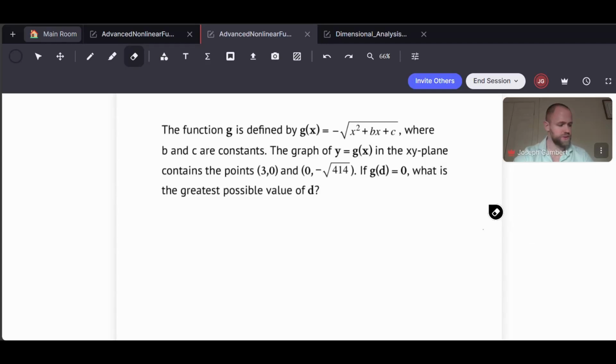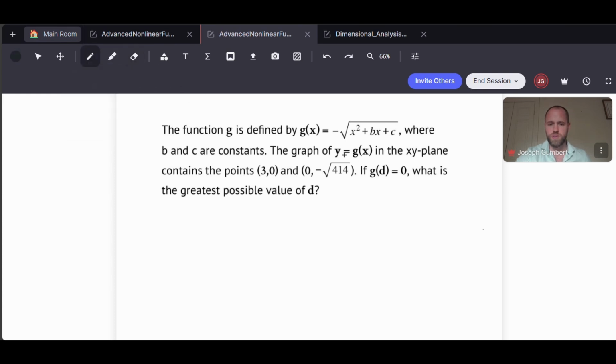You solve this question. It says the function g is defined by g of x is equal to negative the square root of x squared plus bx plus c, where b and c are constants. The graph of y is equal to g of x in the xy plane contains the points (3, 0) and (0, negative the square root of 414). If g of d is equal to 0, what is the greatest possible value of d?